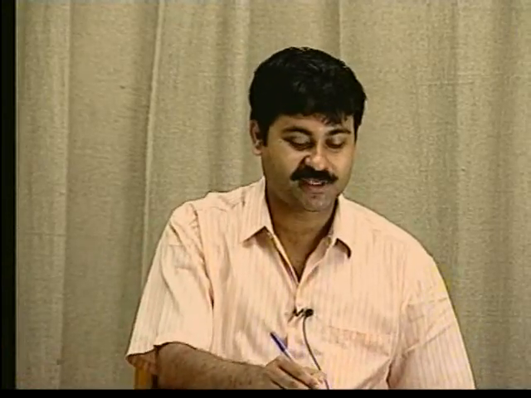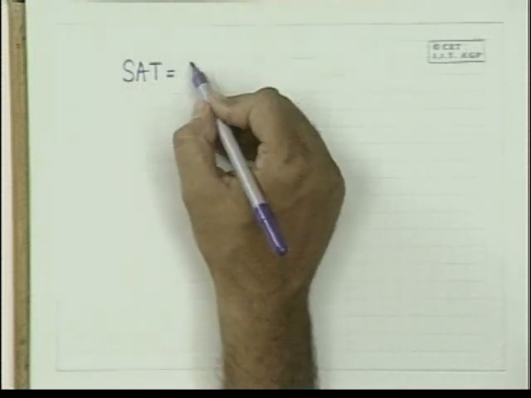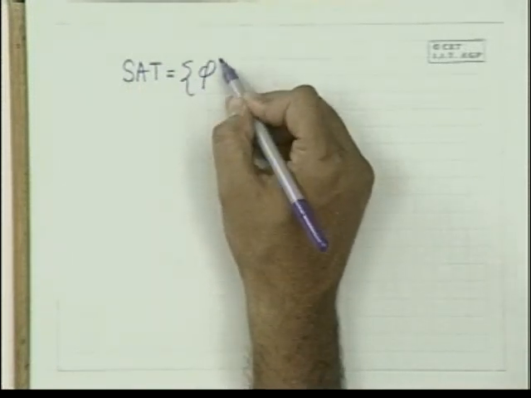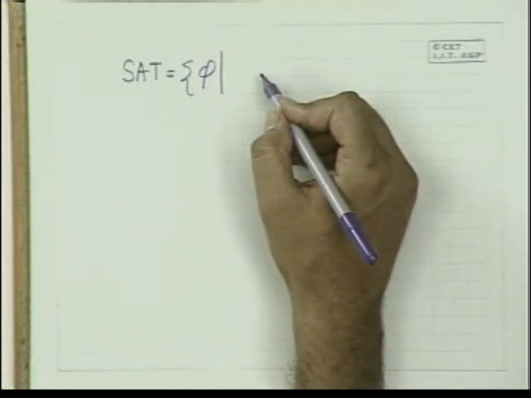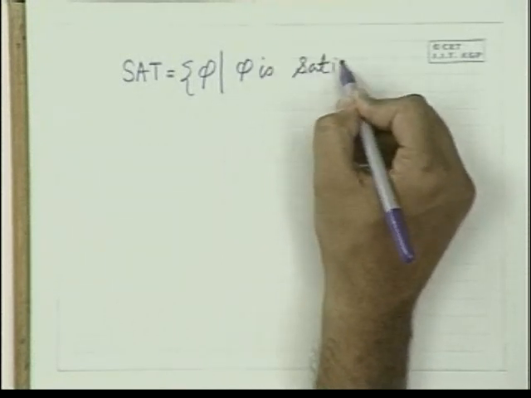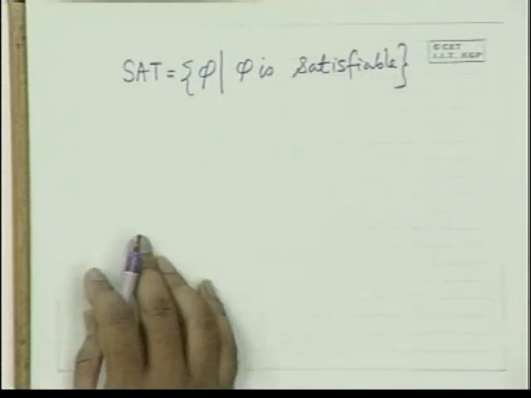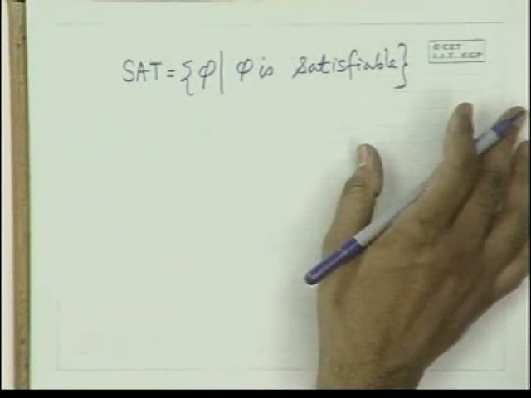Okay, so let me first define the language then. What is the language? I call it SAT. SAT is the language name. It consists of encodings of all formulas phi such that phi, can you complete the sentence? Phi is satisfiable. So SAT consists of all these strings.